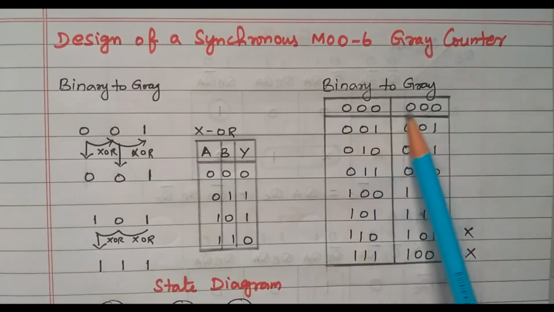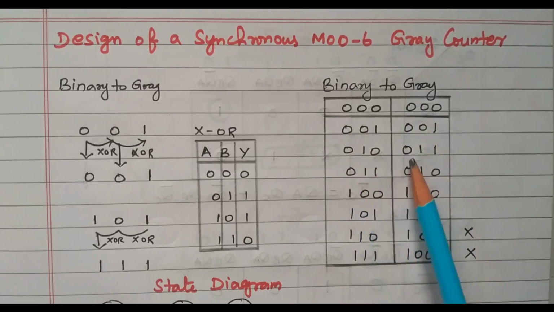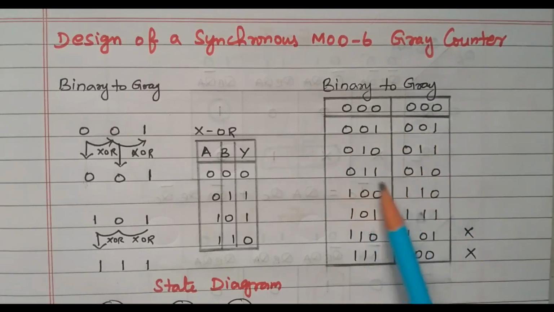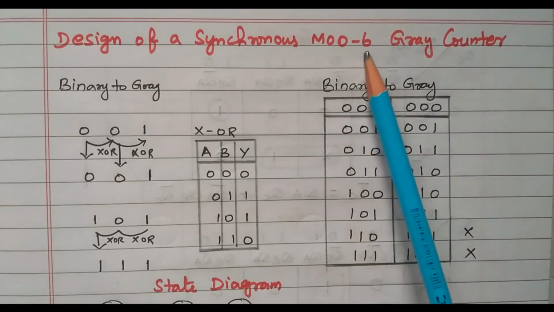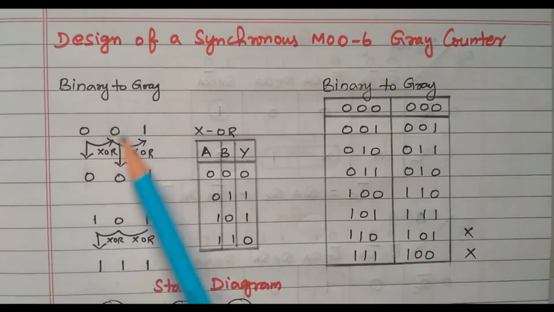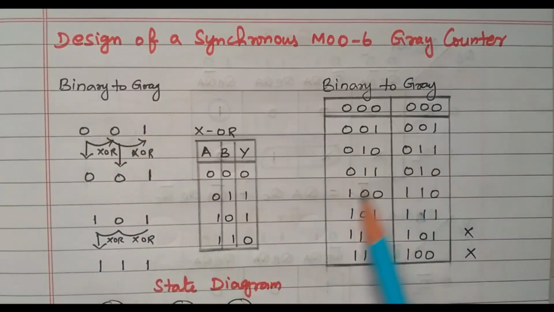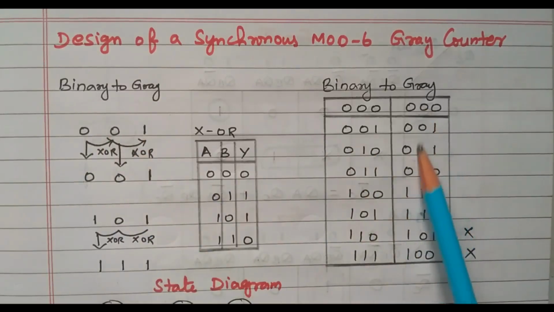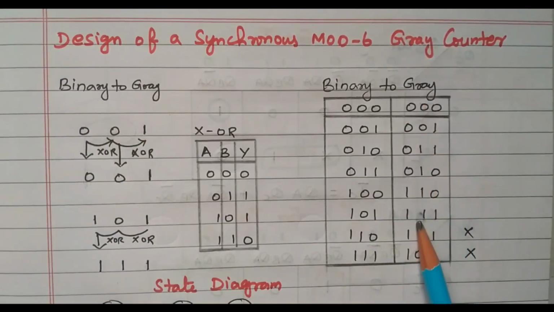000 means 000. 001 means 001. 010 means 011. 011 means 010. 100 means 110. 101 means 111. The last 2 are don't care conditions because only 6 are given. So based on this calculation these are all converted. Now we need to refer to this gray code. We are going to design the converter only for this gray code with 6 combinations. The last 2 are don't care conditions.